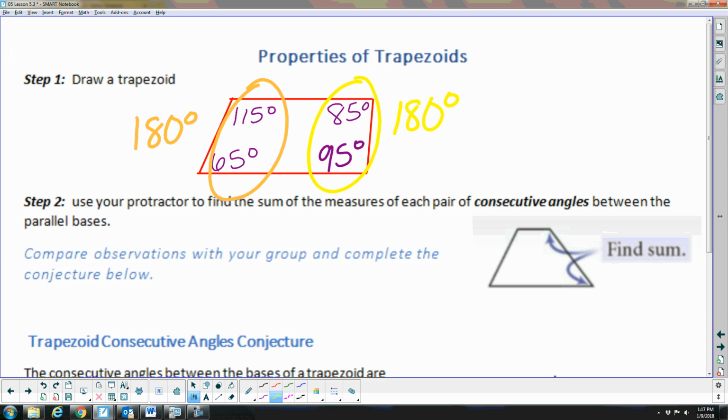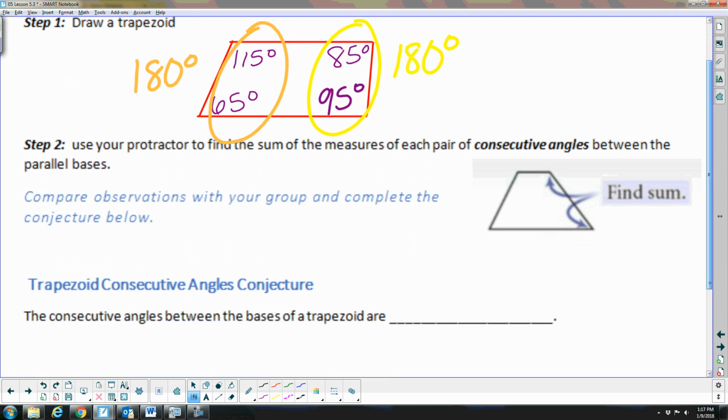I get 180 degrees. So what do I know about these? If I were to draw a conclusion and they were both equal to 180 degrees, what do we call that? The consecutive angles between the bases of a trapezoid add up to 180 degrees, or in other words, are supplementary. And you should find that true about your trapezoid too that you drew. If you measured the angles, they should be supplementary.